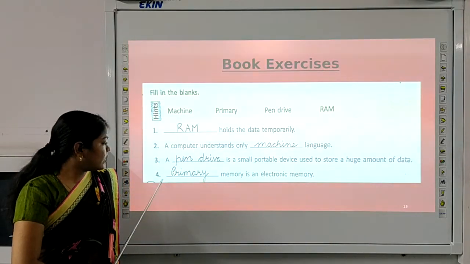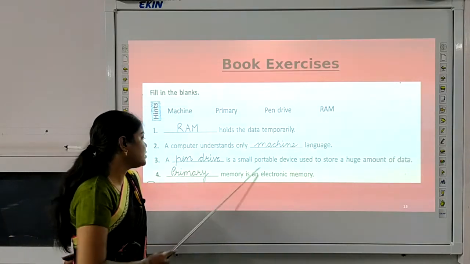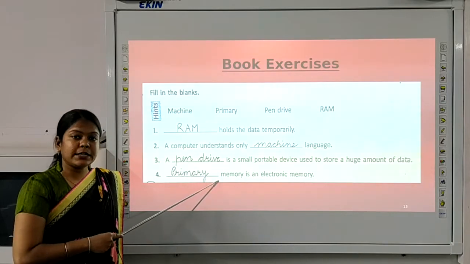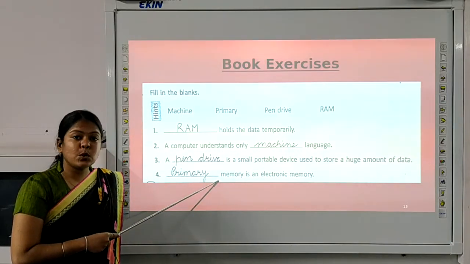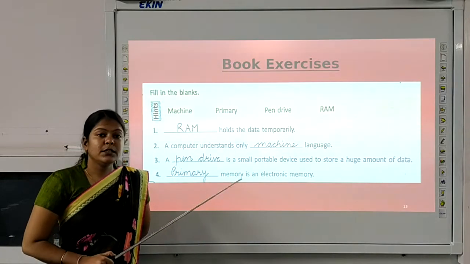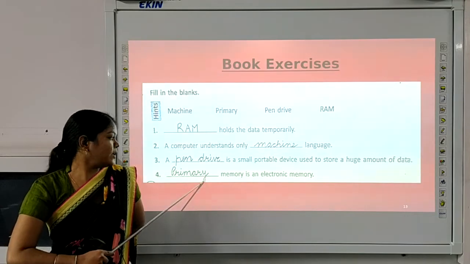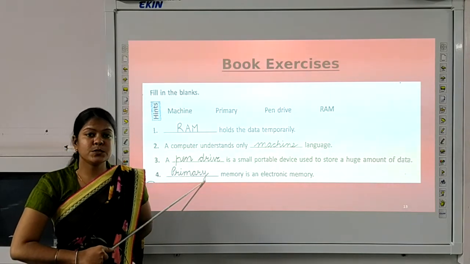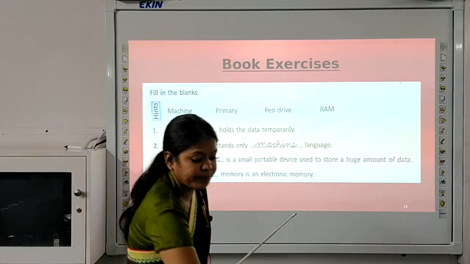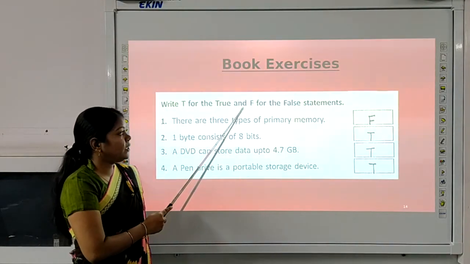Next fill up is: dash memory is an electronic memory. Students, primary memory is an electronic memory because it stores the data on the computer, and it is essential for the working of the computer. So primary is the answer. Write primary here.